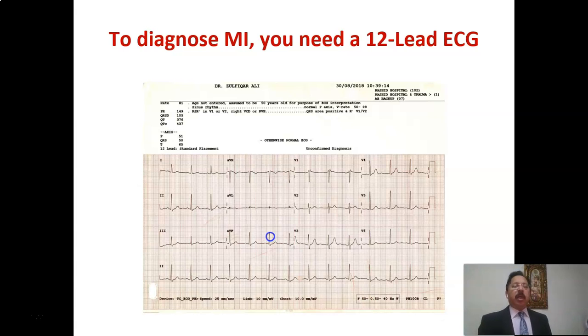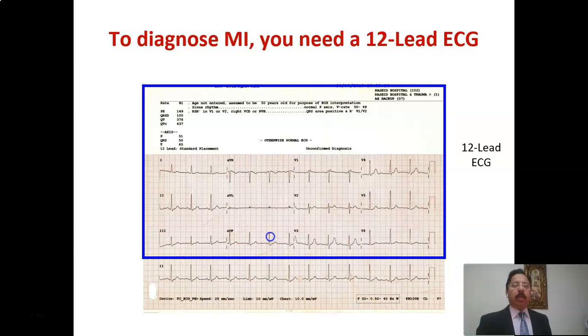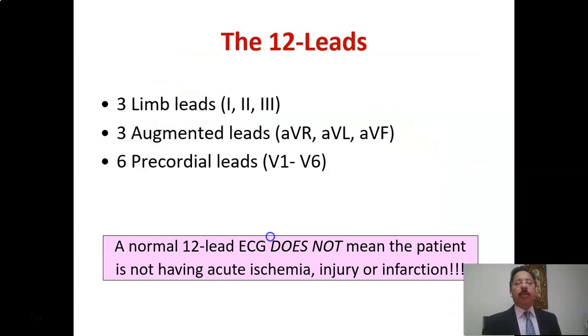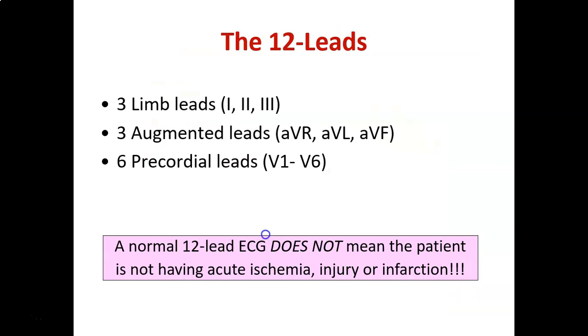It's very important that when you want to diagnose myocardial infarction, you have to scan all the ECG paper. The upper part of the ECG paper, as we discussed earlier, shows the 12 lead ECG, and the bottom is the rhythm. For myocardial infarction, we have to go through all the leads on the ECG paper. So these 12 leads are 3 limb leads, 1, 2, and 3, augmented leads, AVR, AVL, AVF, and 6 precordial or chest leads from V1 to V6.